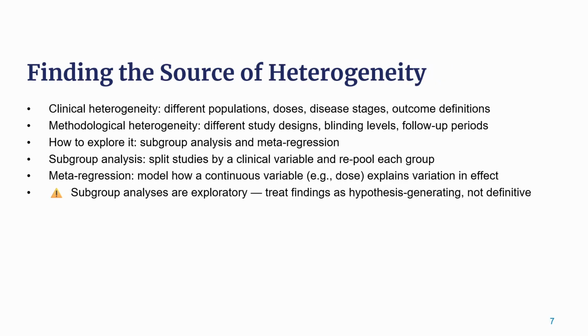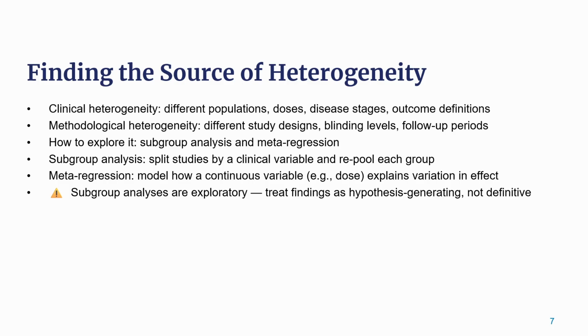When I-squared is high, the next question is, why? What is it about these studies that makes them disagree? The approaches to answering this are subgroup analysis and meta-regression. In a subgroup analysis, you divide the studies by some clinical or methodological variable, say species, drug dose, or risk of bias, and pool within each subgroup. If heterogeneity disappears within subgroups, that variable probably explains the disagreement. Meta-regression goes further, modeling how a continuous moderator variable, like mean age or dose, predicts the effect size across studies.